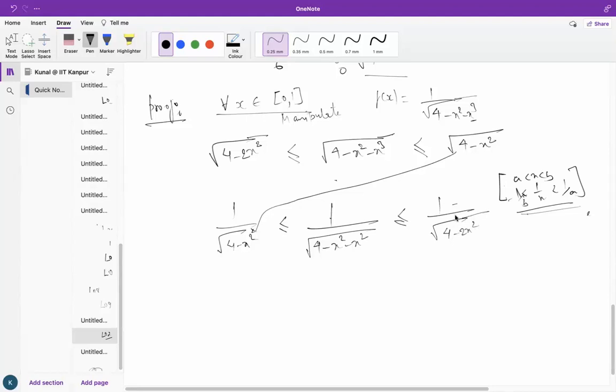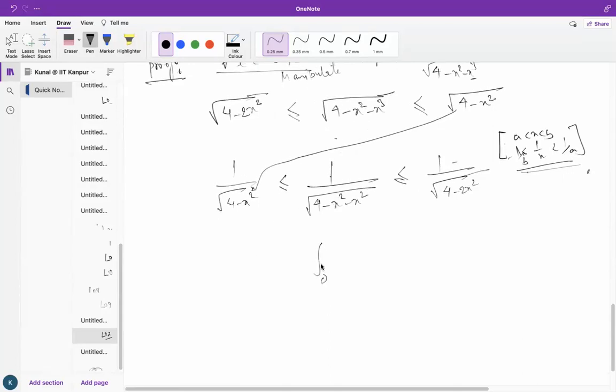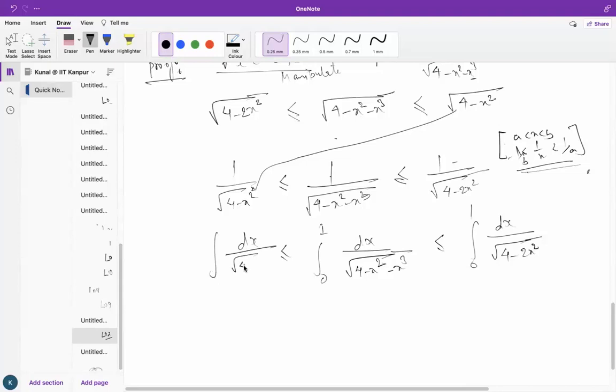Okay, now what you have to do is just integrate this, because we have to find the integration from 0 to 1. So we integrate dx by root under 4 − x² − x³, and on both sides dx by root under 4 − 2x² and dx by root under 4 − x². Now we all know that this integration is of the form 1 by root under a² − x², and the integration of this is sine inverse of x by a.